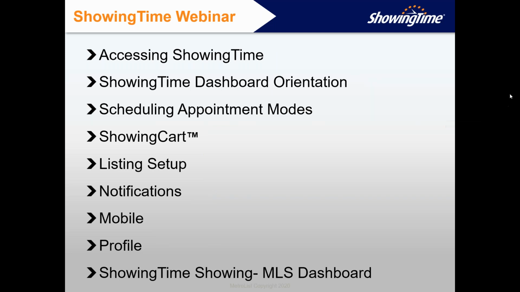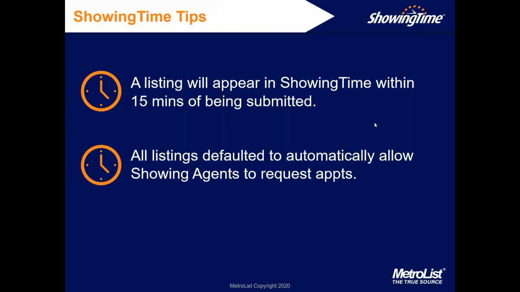Now, the first thing I want to talk about as far as ShowingTime goes is once you input a listing into the MLS, it will appear within ShowingTime within 15 minutes. It's a question I get, so if you don't see it right away, give it 15 minutes and it will appear automatically within ShowingTime. All listings are defaulted to automatically allow showing agents to request appointments. So showing agents, aka buyer's agents, just to note, your listings are defaulted to automatically allow those showings. You can absolutely go in there and modify that as you choose.